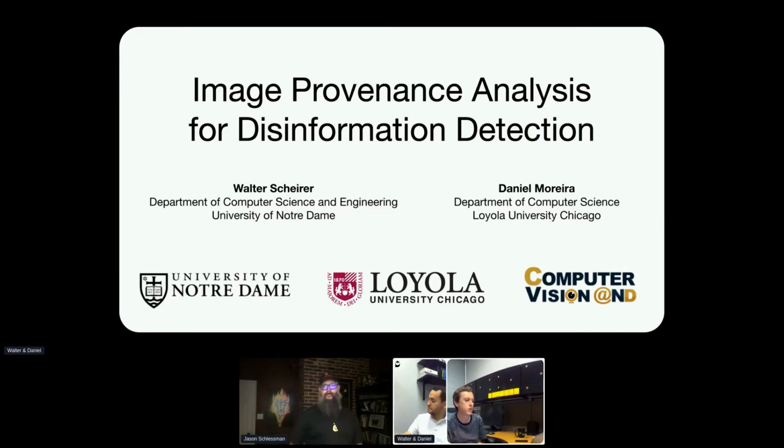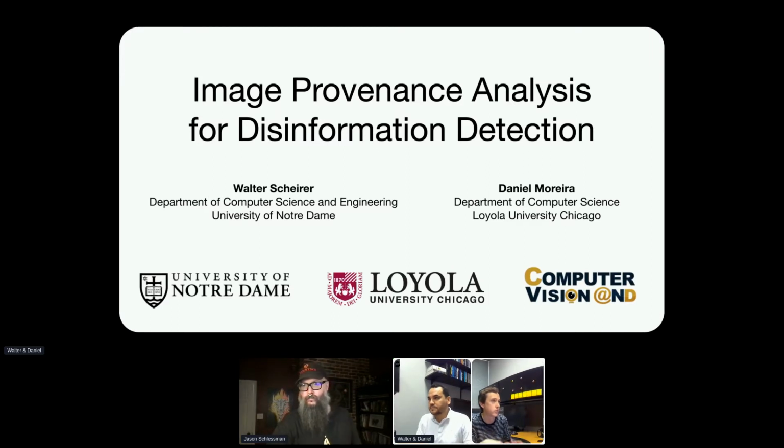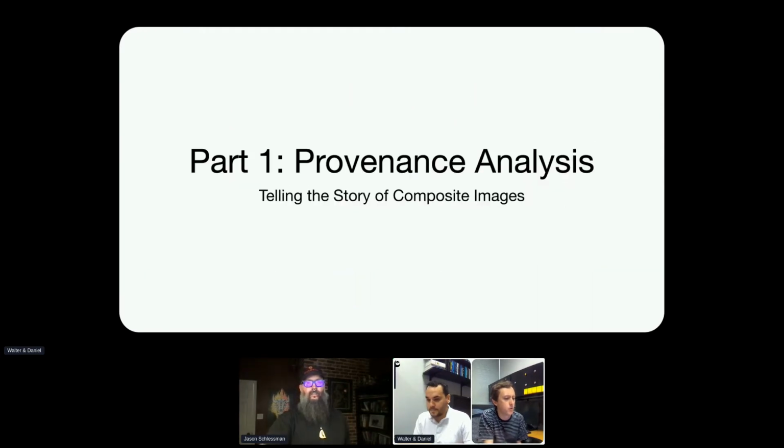So in this first part of the presentation, I'm going to dig into this definition of provenance analysis a little bit deeper. I'm going to try to give some visual examples and walk everybody through this. And then we'll pause for some more Q&A. And then Daniel will dive in even deeper and talk about the algorithms that we've been developing to chip away at this problem. All right, so part one.